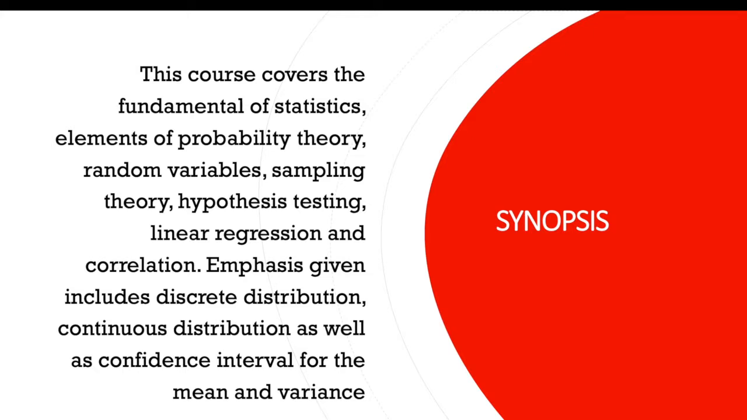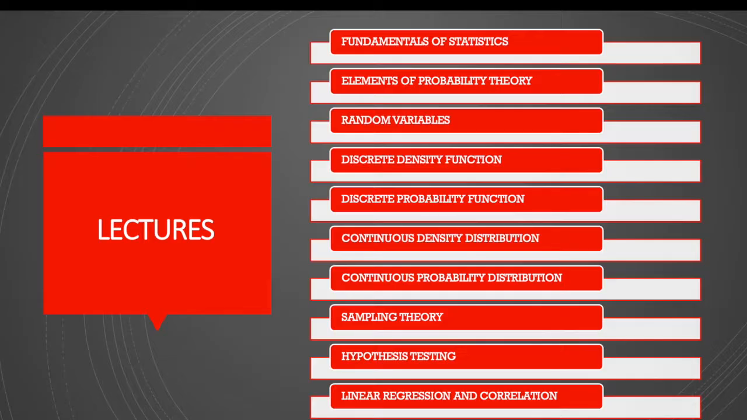Basically, the course covers the fundamentals of statistics, elements of probability theory, random variables, sampling theory, hypothesis testing, linear regression, and correlations. But emphasis is given to discrete distributions, continuous distributions, as well as confidence intervals for the mean and the variance. So these are the subjects or topics that will be covered, and in detail it is according to the week. We have 10 main topics to cover.